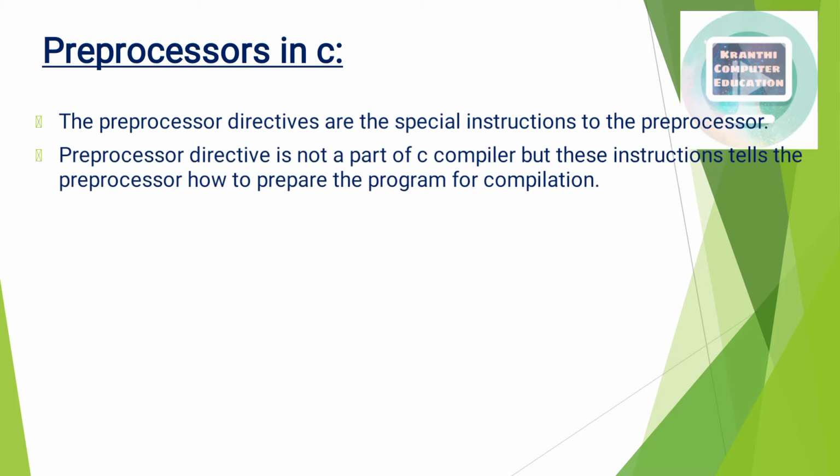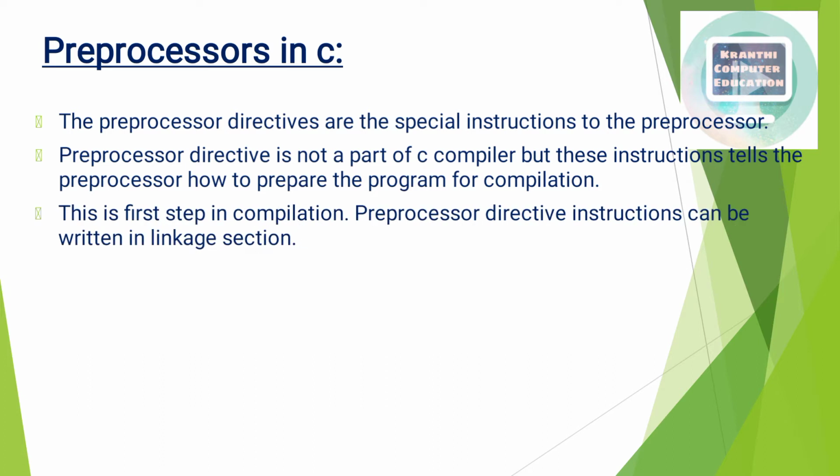Preprocessor directive is not a part of the C compiler, but these instructions tell the preprocessor how to prepare the program for compilation. So preprocessor directives are not a part of the C language compiler, but the preprocessor directive is used to prepare the program for compilation. This is the first step in compilation.